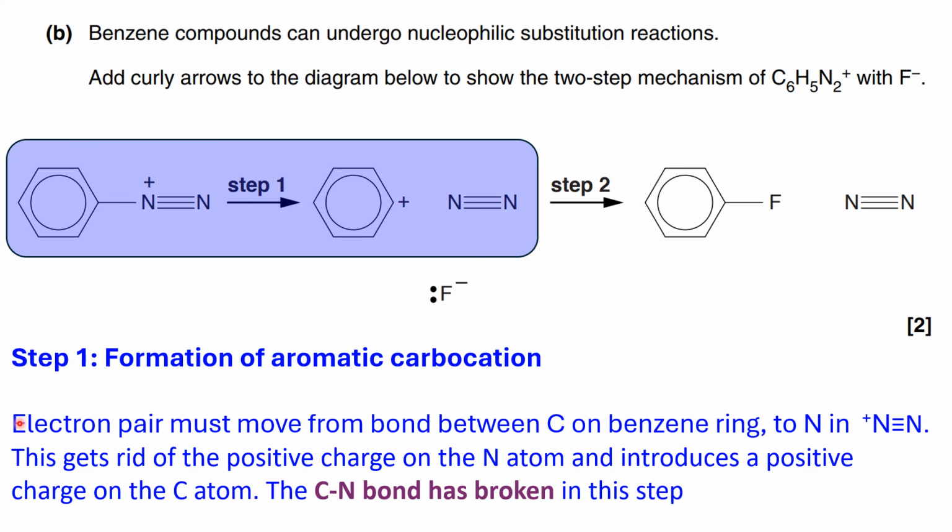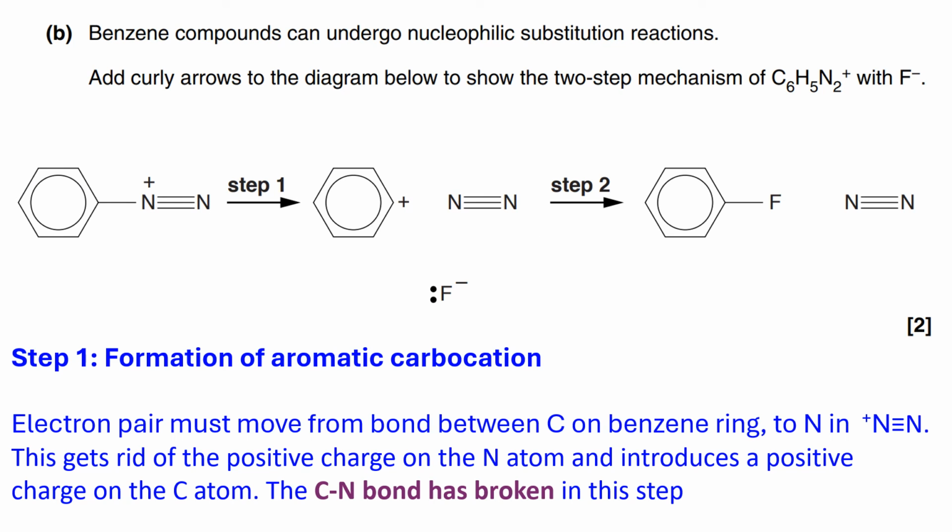So the electron pair must move from the bond between carbon and nitrogen there onto this nitrogen. So therefore you need to get rid of this positive charge. As you can see, the positive charge has gone from here to here. So an electron pair goes from here onto the nitrogen. So the carbon-nitrogen bond is also broken. So we talked a little bit earlier about what breaking bonds will look like in terms of curly arrows. So focusing on where the change has taken place, you can stick in a curly arrow like that.